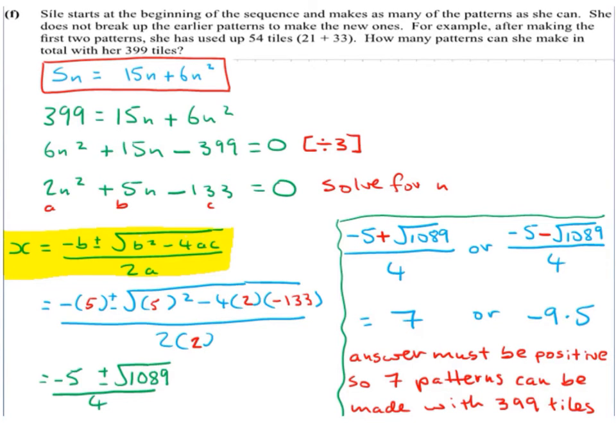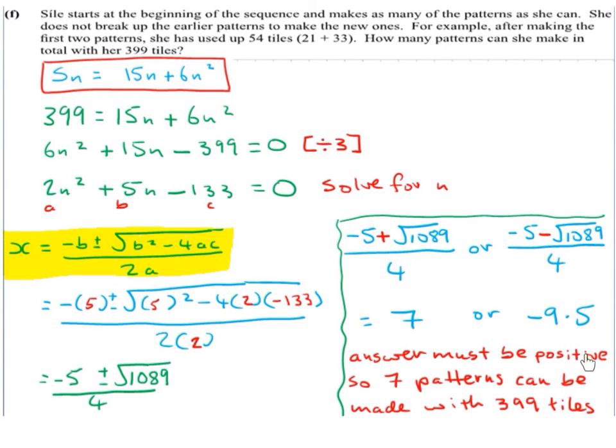So minus 5 we bring down here, the plus and the minus. 5 squared minus 4 by 2 multiplied by minus 133 gives us 1089. 2 by 2 is 4. So now we want to break this up into two sums, one with a plus and one with a minus. So here we're using the plus and here we're using the minus. Minus 5 plus root 1089 over 4 gives us 7. And minus 5 minus root 1089 over 4 gives us minus 9.5.